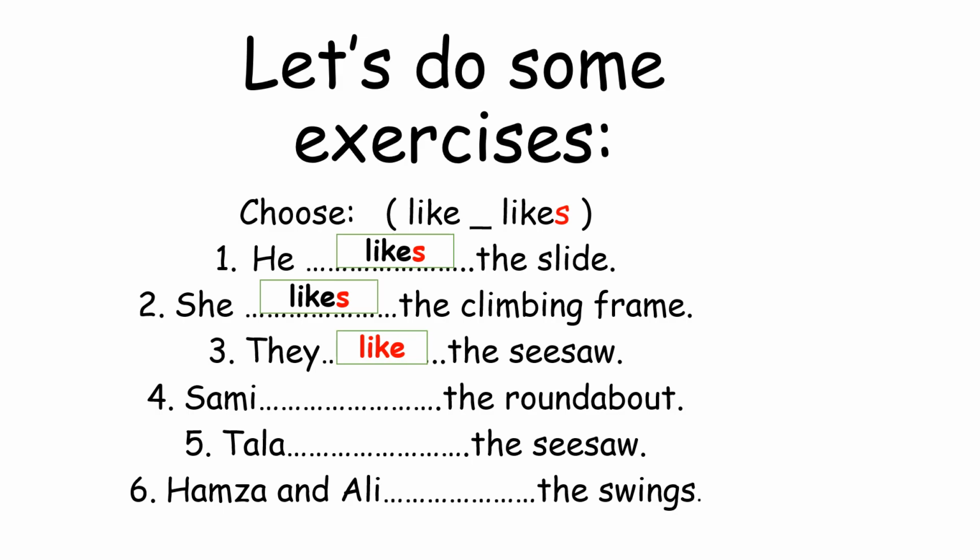Number four, Sammy like or Sammy likes the roundabout. Think and please say the correct answer. Now check your answer. Sammy likes the roundabout. Sammy is a boy. So he plus verb plus s. He likes the roundabout. Number five, Tala, the seesaw. Tala what? Check your answer. Tala likes the seesaw. Because Tala is a girl. She plus verb plus s. Okay? So Tala likes the seesaw.